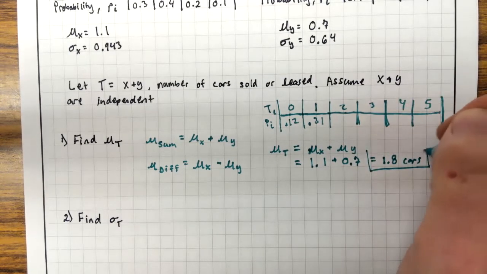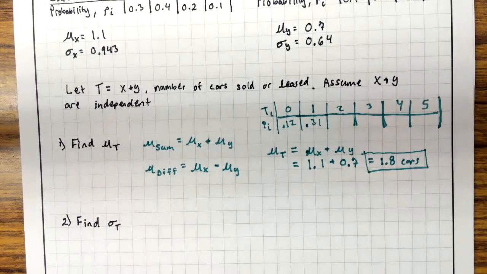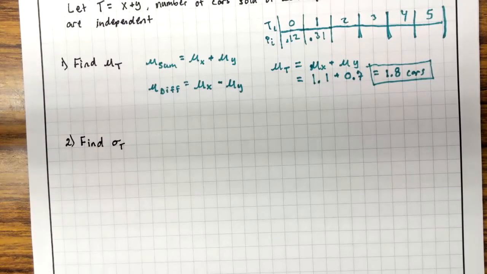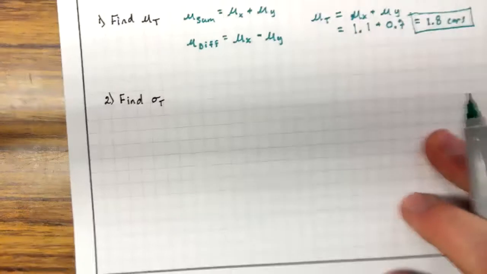That would be the mean for T, 1.8 cars sold or leased. So should be pretty easy to do that part, right? Like nothing to it. Now standard deviations are definitely a little bit more, not so easy. Their formulas are kind of crazy looking, but that's okay. We'll get through it.